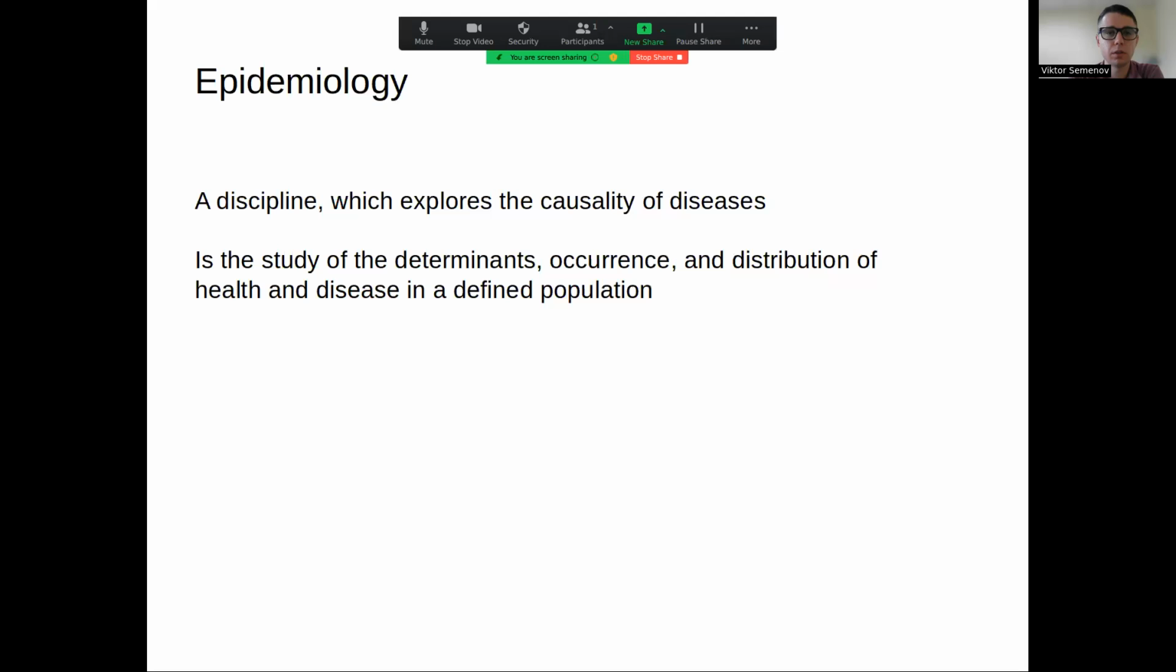Epidemiology is a discipline which explores the causality of diseases. This is just the very basic definition of epidemiology, but it doesn't limit all the tasks that epidemiology covers. Epidemiology also is the study which investigates the determinants, occurrence, and distribution of health and disease in a defined population. So not only diseases, but also health. Actually, what matters with health or the problems with health will be a question of epidemiology on different scales.